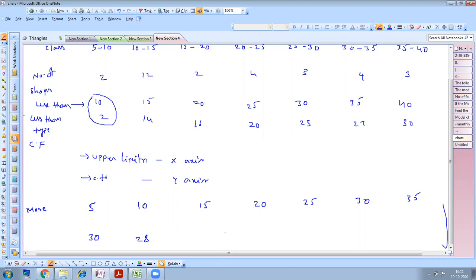More than 15 will be equal to how much? 28 minus 14, 14. More than 20 will be equal to 14 minus 2, 12. 12 minus 4, 8. 8 minus 3, 5. 5 minus 4, 1 is coming.